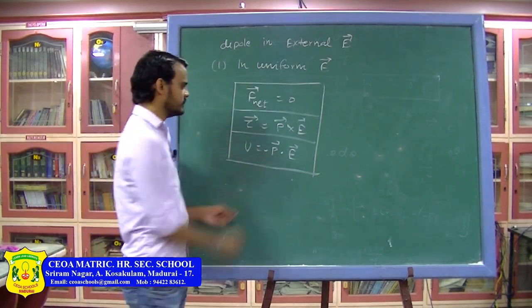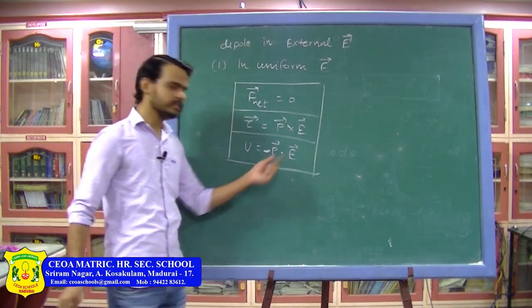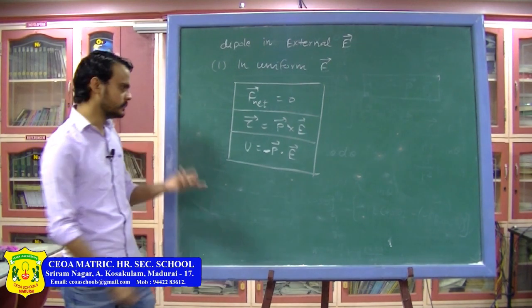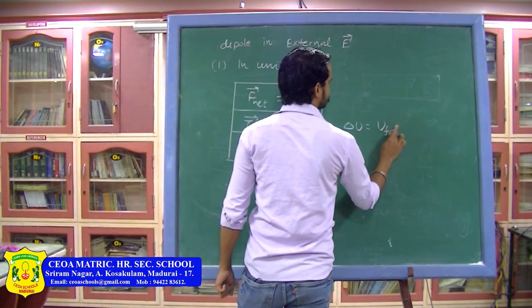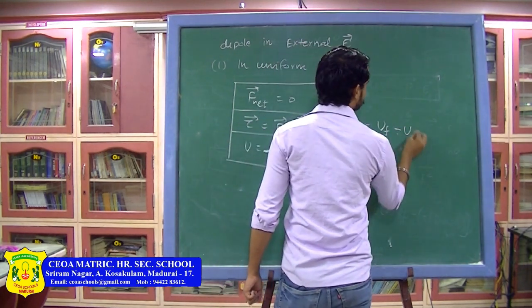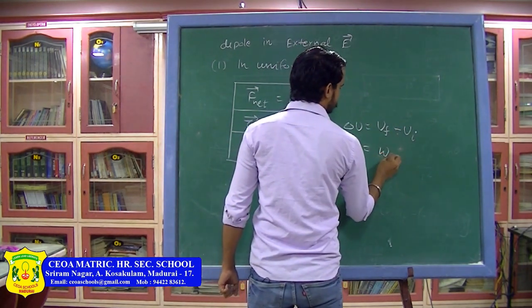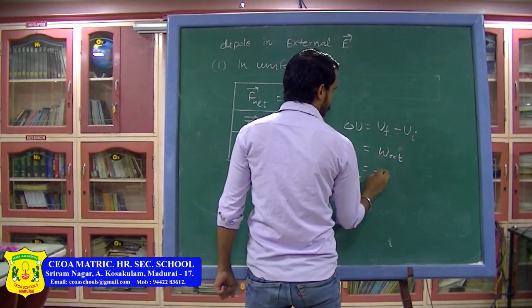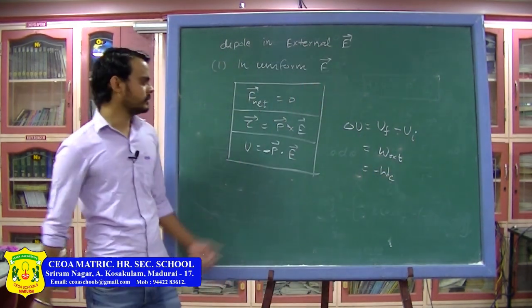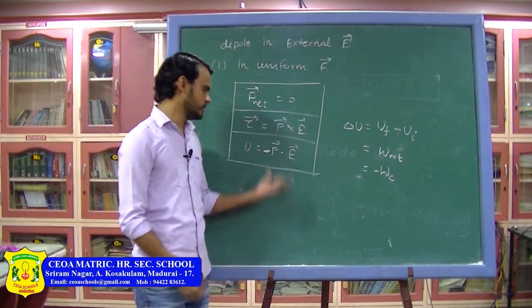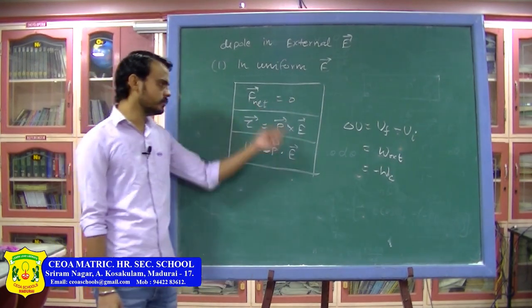Change in potential energy can be written as final potential energy minus initial potential energy. If you want, delta U is equal to U final minus U initial, which is the work done by external force, which is equal to minus of work done by conservative force. Here the work done is due to torque, because net force is 0, but there is torque on the dipole.